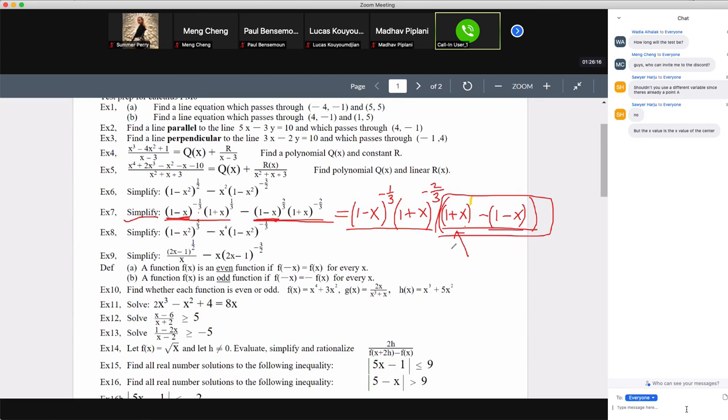So let's write it out. The final answer is going to be, let me write over here, 2x times 1 minus x to the negative 1/3 power. And then we have 1 plus x raised to the negative 2/3 power. And so this will now be the final answer. Negative 2/3. Kind of hard to see.